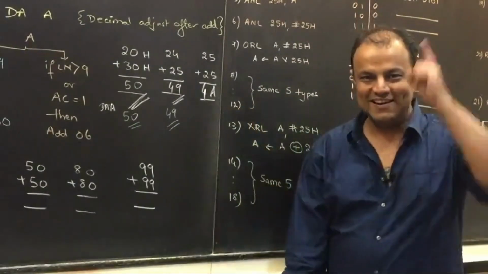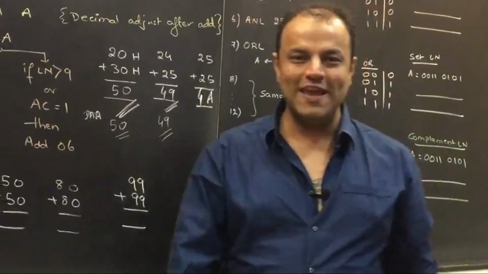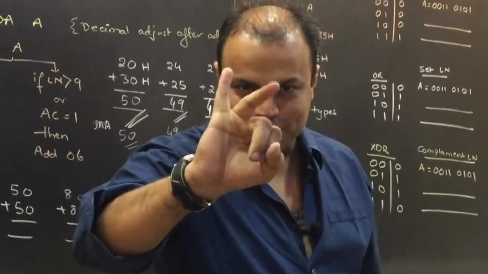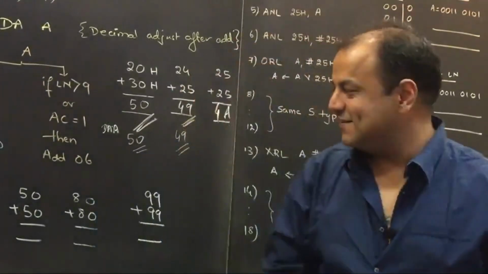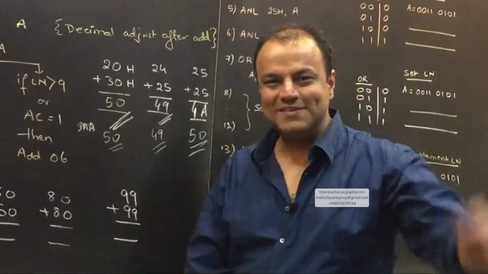Here, the lower nibble is greater than 9. It will make an adjustment by adding how much? 6. So on 4A, we want to add 6. We'll add 6 one by one. 4A plus 1. 4B, 4C, 4D, 4E, 4F, 50. That's it. You got your answer as 50. Is this the answer that you wanted? Please tell me, is the logic clear?